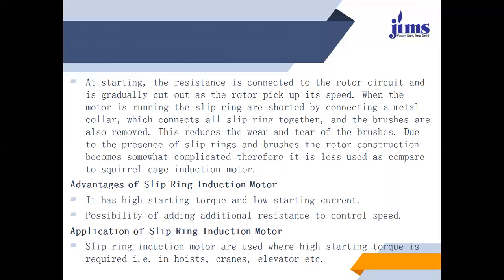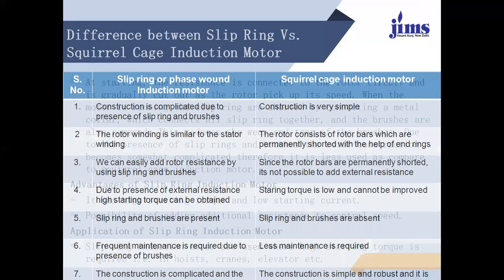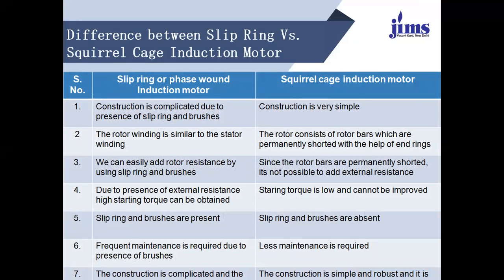There are some advantages of the slip ring induction motor. It has high starting torque and low starting current. There is the possibility of adding additional resistance to control the speed of the motor. Slip ring induction motors are used where high starting torque is required, that is in hoists, trains, elevators, etc.